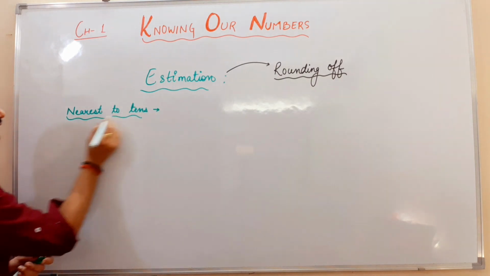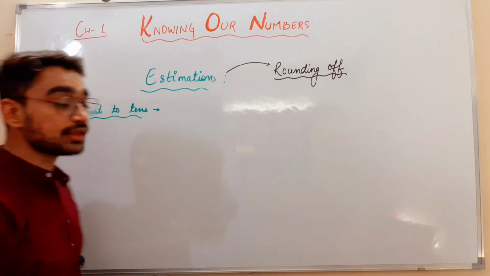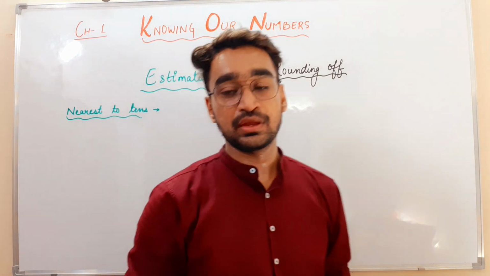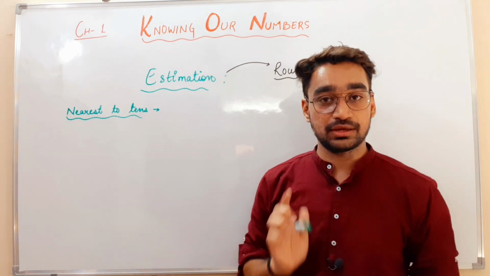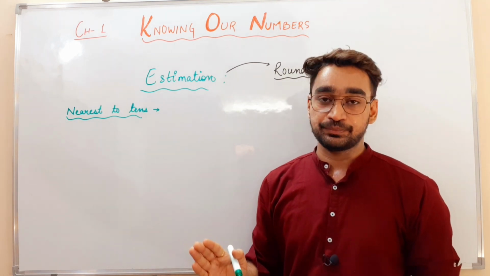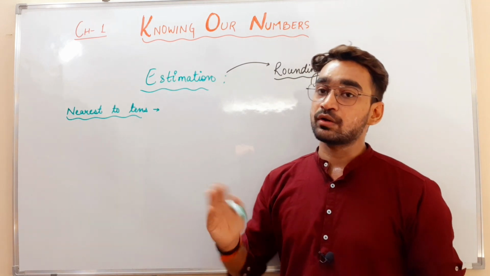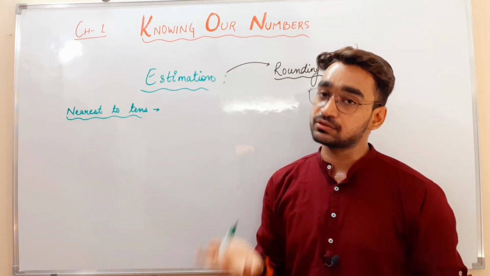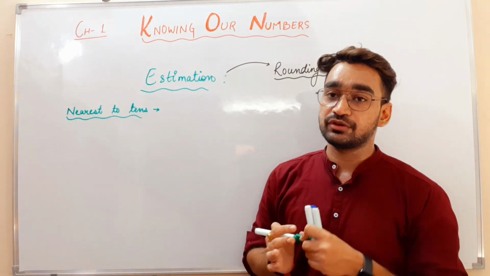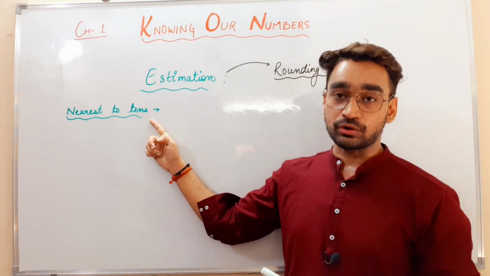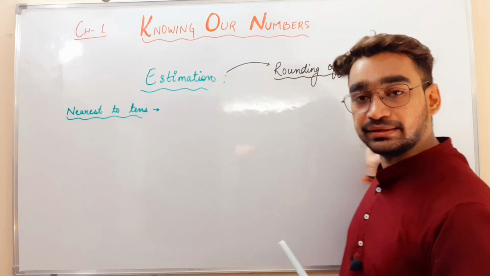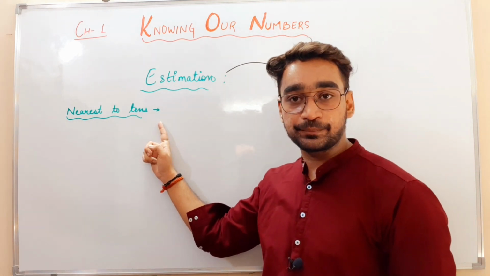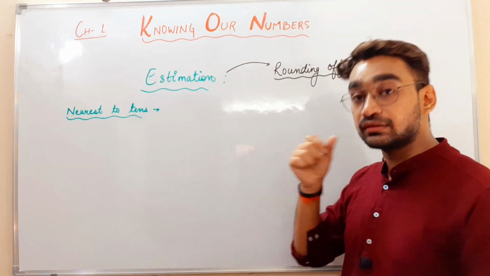Nearest to tens. See, it is also given here that nearest to tens. Rounding off to tens, or rounding off to nearest to tens, they can say either. Both are exactly the same. There is no difference between them. Actually, tens means what? 10, 20, 30, 40, 50, 60, 70, 80, 90. These are the tens, right? 10 to 90 or 100, these are the tens, right?